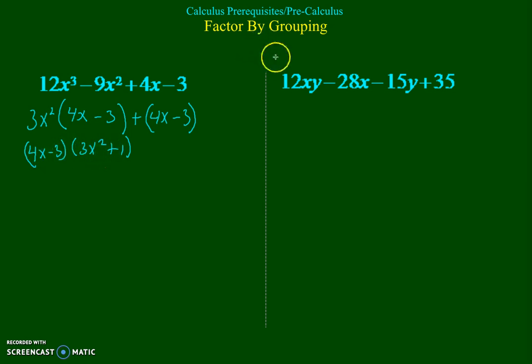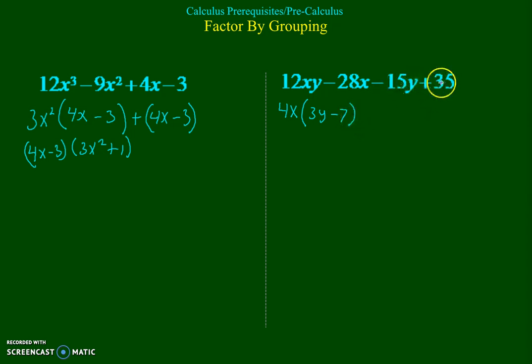Now let's take a look at our second problem over here. Here we have the first two terms. Looks like we're going to group those together again. Notice that both of these terms have an x in them, and it appears that both of these have a 4 inside. So let's go ahead and pull out a 4x. And what's left, when we take this first term and divide it by 4x, we get 3y. Divide this by 4x, we get minus 7.